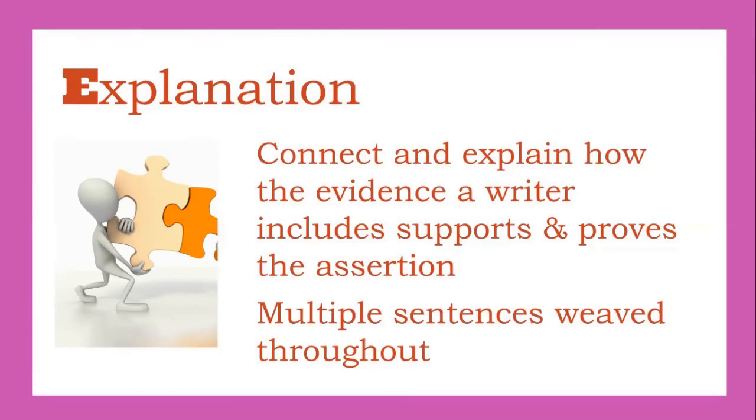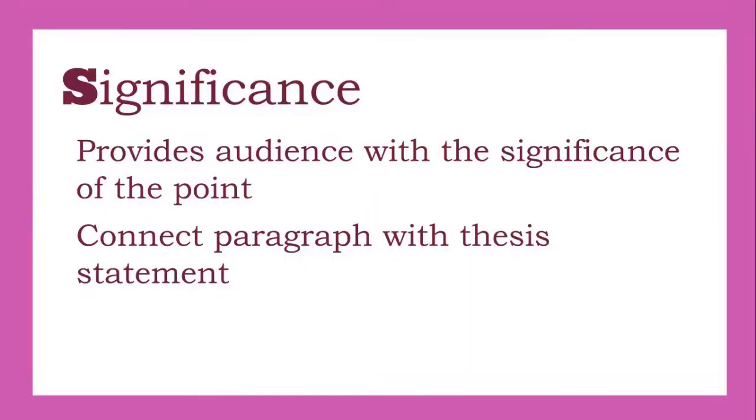Next is the explanation that a writer is providing to connect and explain how the evidence a writer includes supports and proves the assertion. There should be multiple sentences of an explanation that are weaved throughout a paragraph. Finally, a sentence that provides an audience with the significance of the point should close the paragraph. This is an opportunity to connect the paragraph with the thesis statement of the essay.